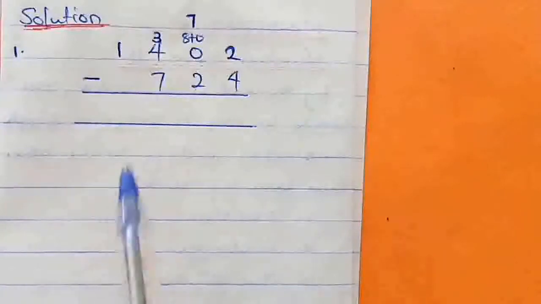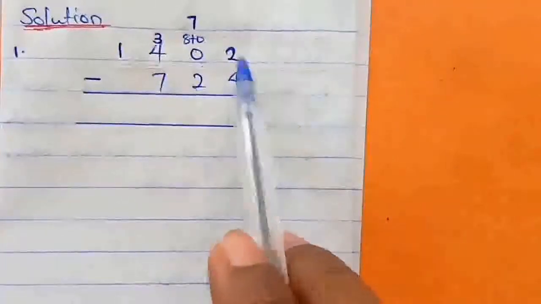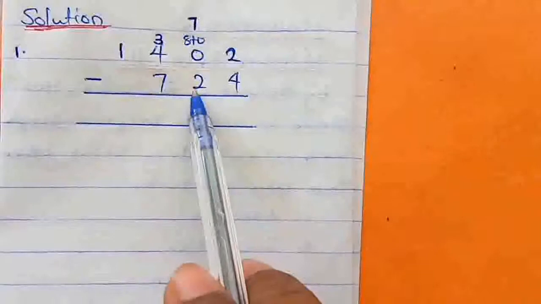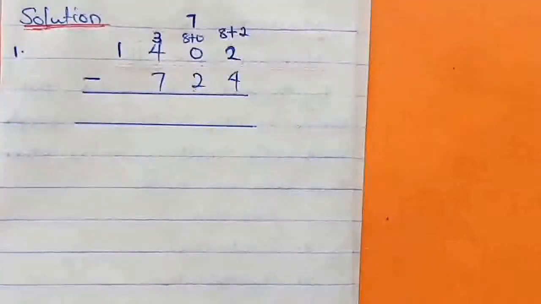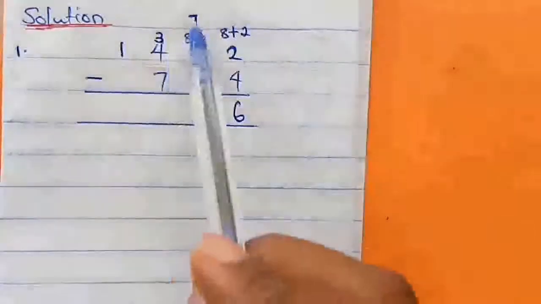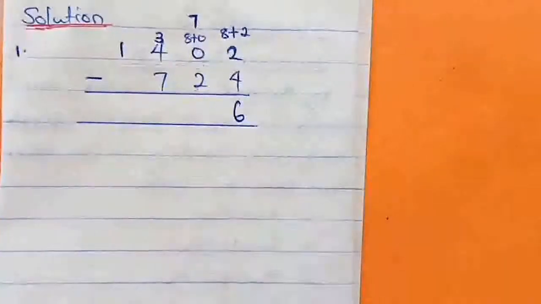The 1 removed is to be given to these 2 here, and remember that every 1 collected from the left hand side is equal to 8, since we are dealing with base 8. Now we are going to have 8 plus 2, which gives us 10. 10 minus 4 will give us 6. This 7 here minus 2 will give us 5.